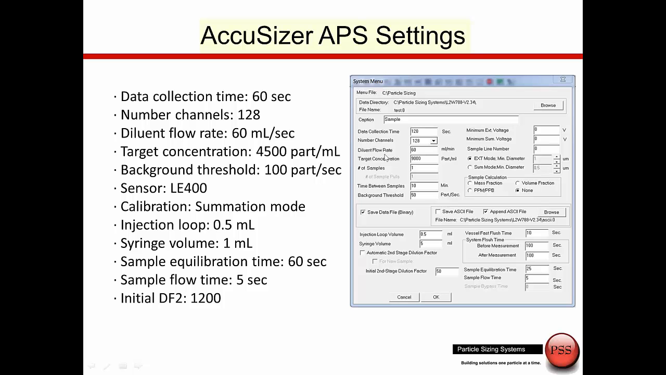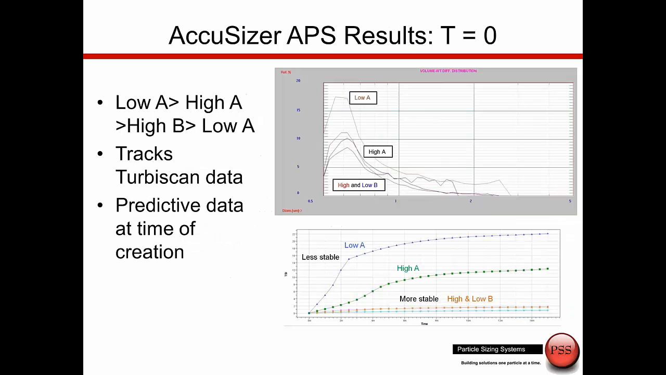This is just showing a screenshot from the software, and these are the conditions I use for the AccuSizer APS for these measurements. I set the initial dilution factor pretty high, up at 1200, and let it dilute down from there, down to below a concentration of 4,500 particles per ml before we started the measurements. So that's just the technical part of how we set up the experiment to do these measurements.